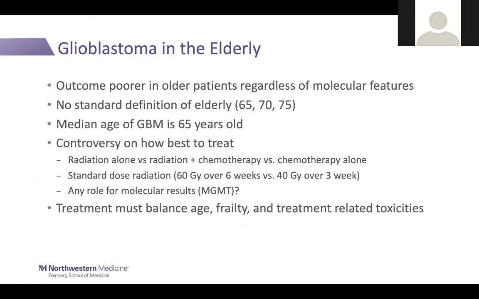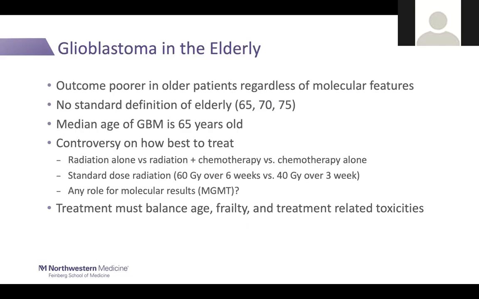One thing that we should probably talk a little bit about is how do we treat this aggressive brain tumor in people who are elderly. Unfortunately, being older, no matter what, is a negative risk factor for this tumor. But we don't have a defined age. What is considered elderly? Some literature says 65, some say 70, some say 75. It's really not a clear-cut number. There's much more that goes into that definition.